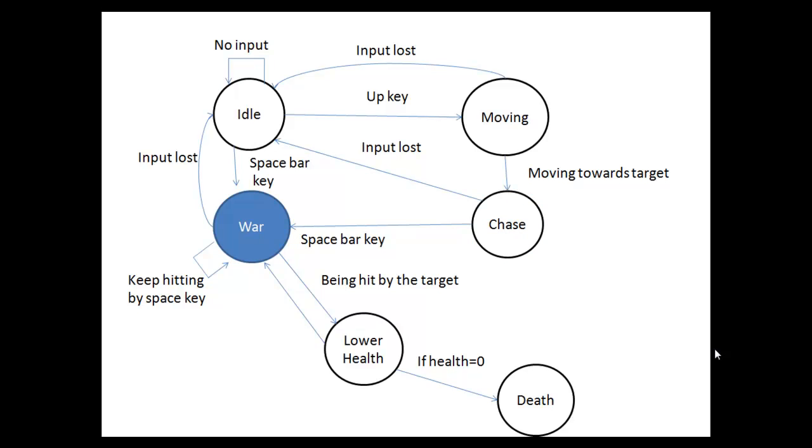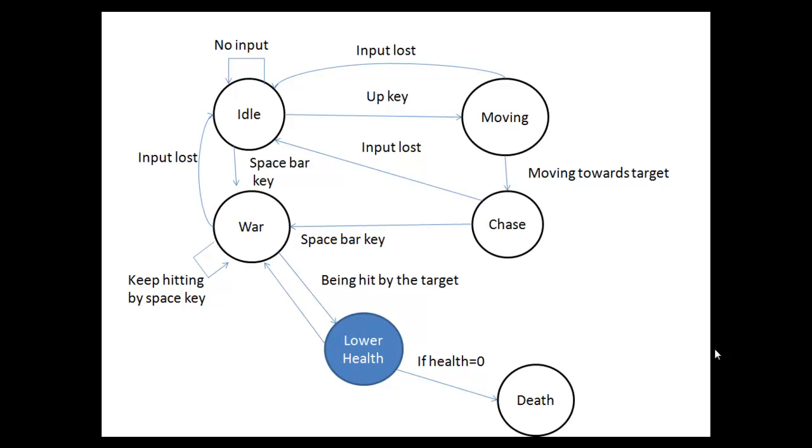From the war state, if we keep hitting the space key, then the character will keep firing bullets and the state will remain in the war state. If we don't press any key, then no input is given and the character will go to the idle state. If the character gets hit by the turtle bullets, then its health will decrease and it will go to the lower health state.